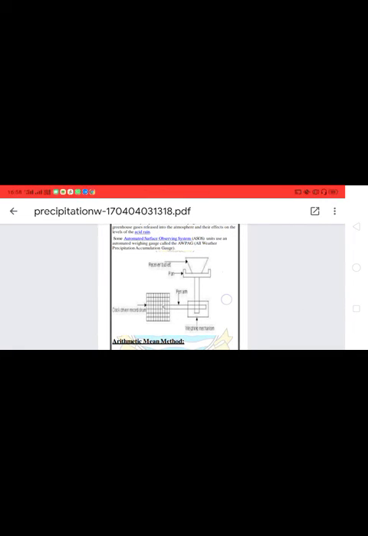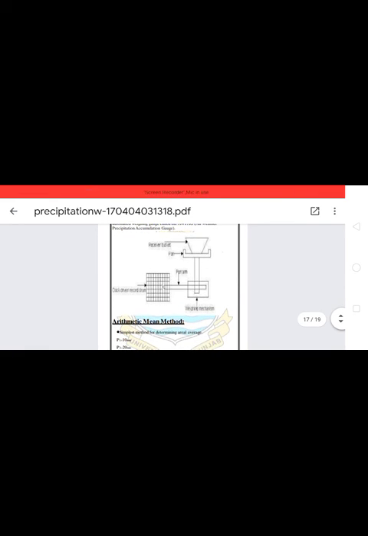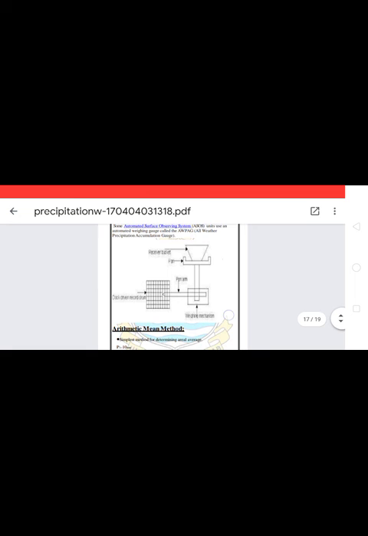Some Automated Surface Observing System units, ASOS in short form, use an automated weighing gauge called AWPAG, the All Weather Precipitation Accumulation Gauge. These are the arrangement. There is a pen arm, there is a pen, there is a collecting bucket, there is a weighing mechanism which leads this pen to draw a graph.